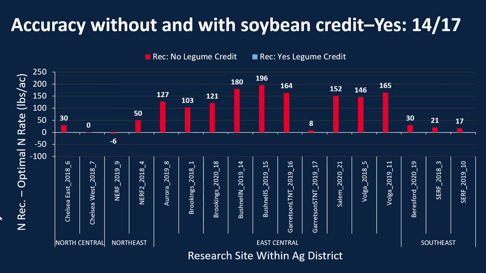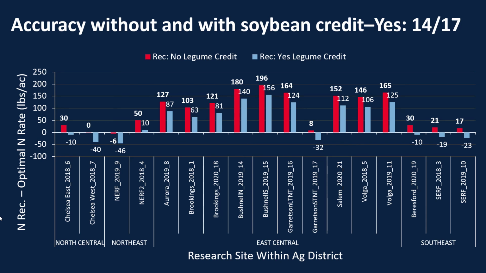So we add that legume credit of 30 pounds, so we decrease our nitrogen fertilizer recommendation by that much. In all these instances, except for a couple, we see we become closer to 0. We're more accurate when we use that legume credit, showing that we need to.